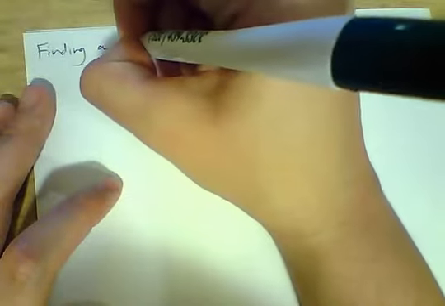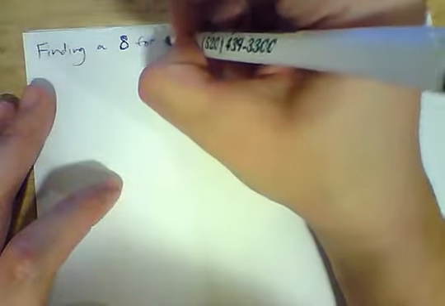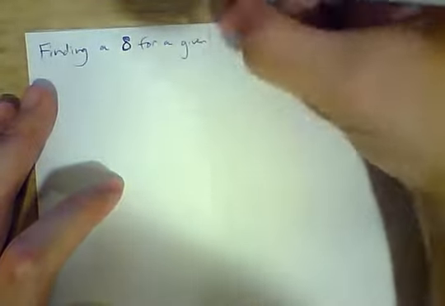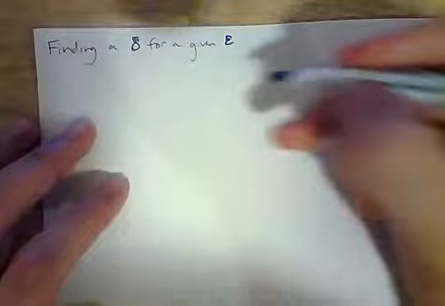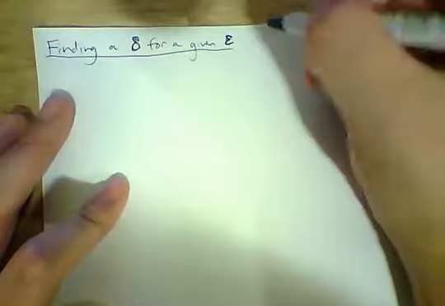So let's do, pardon me, let me flip through some notes here, get to another page. Okay, let's do an example of this, and then I'll stop talking at you for this video. Okay, so this topic is finding a delta for a given epsilon.